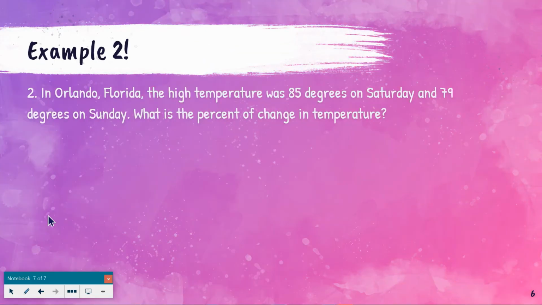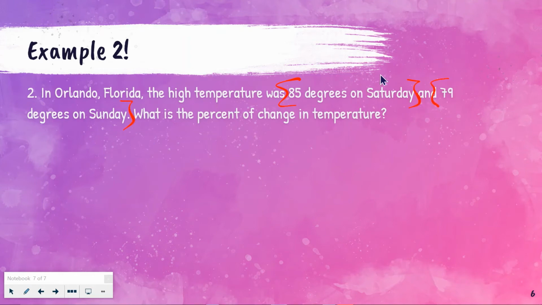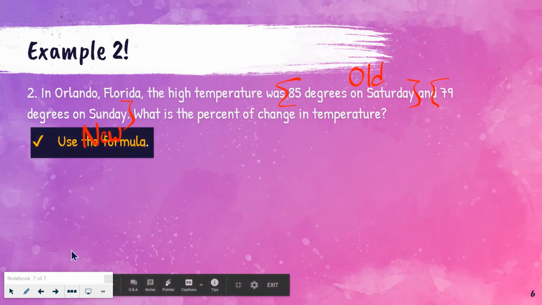All right, on our second example, in Orlando, Florida, the high temperature was 85 degrees on Saturday and 79 degrees on Sunday. So going from Saturday to Sunday, our old day or less recent day is Saturday. Our more recent day or newer one is Sunday. What is the percent of change? So I can see that that's decreasing. So I know this has to be a negative number.